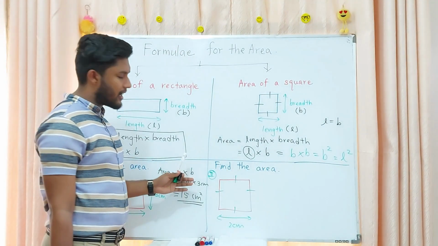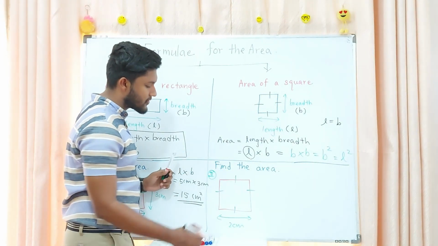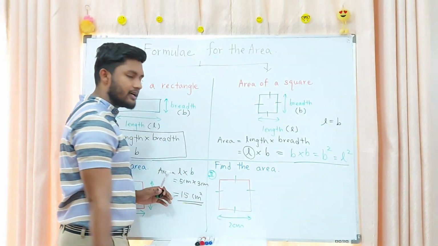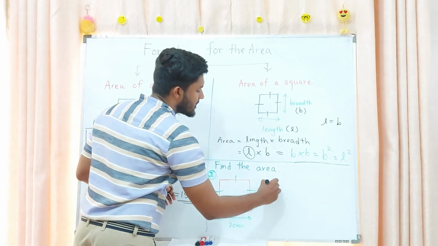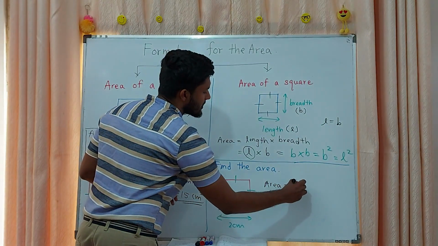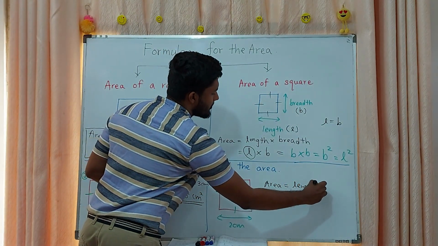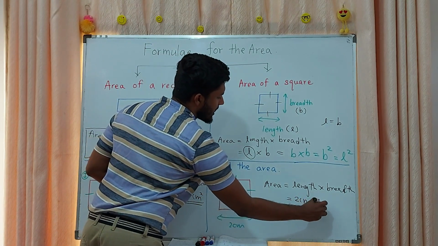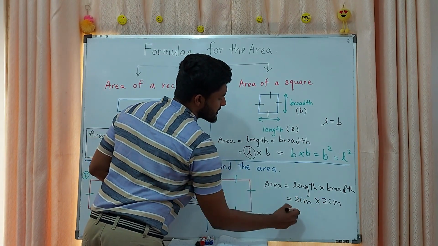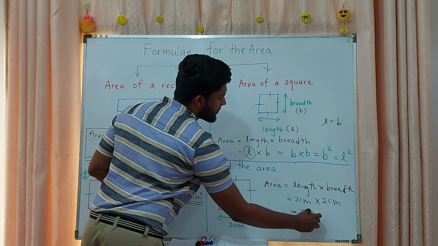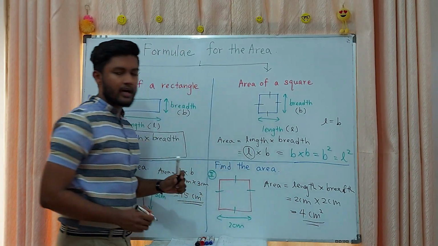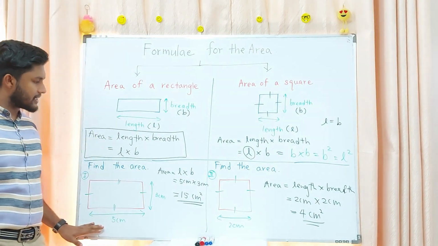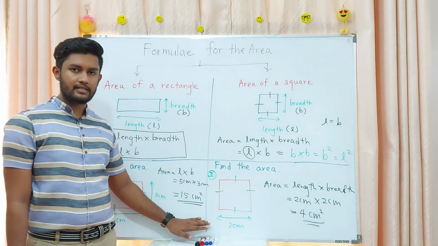Then the second part, find the area of this square. Because all the sides are equal, length and breadth are equal, right? Area equals length into breadth. Then length equals 2 centimeters and breadth also 2 centimeters. 2 into 2, 4 centimeters squared. Likewise, we can calculate the area of rectangles and squares.